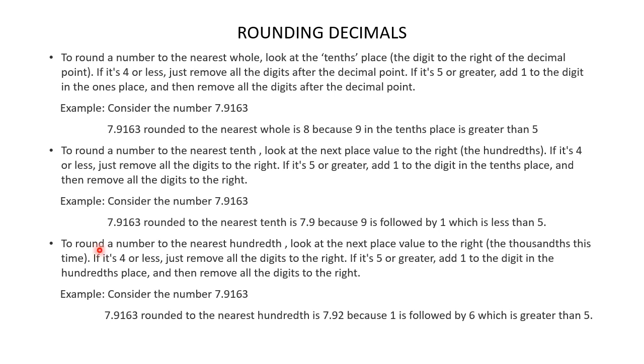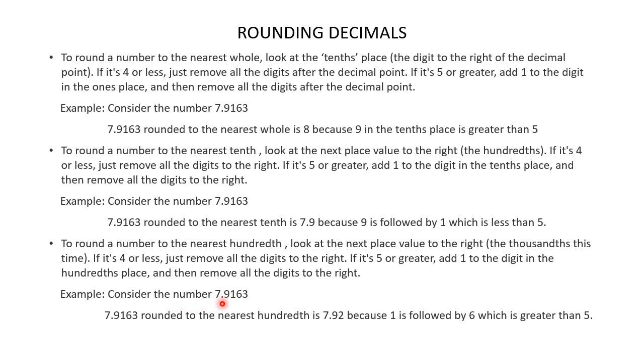To round a number to the nearest hundredth, look at the next place value to the right, the thousandths this time. Now if it is 4 or less, then just remove all the digits to the right. If it's 5 or greater, then add 1 to the digit in the hundredths place and then remove all the digits to the right. Let's understand this with the example.